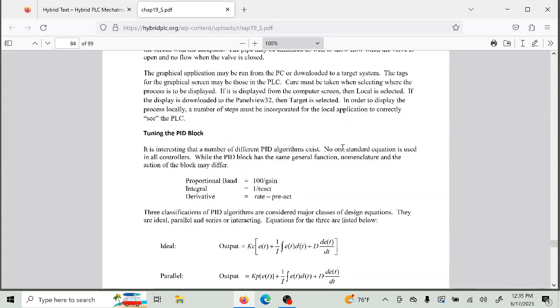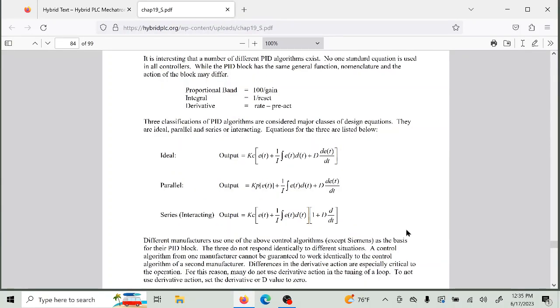Tuning the PID block. Again, I mentioned a few variables for it. I mentioned automatic tuning, but I want to show you that there's different equations used by different vendors. And these are the 3 basic equations. You can use any one of these 3, but what does that tell you? If you want to move from one vendor to another, what is going to happen? It's probably not going to work.